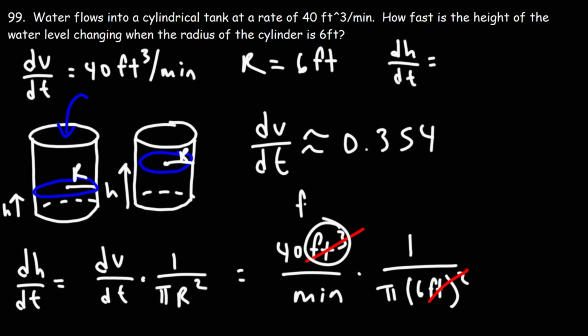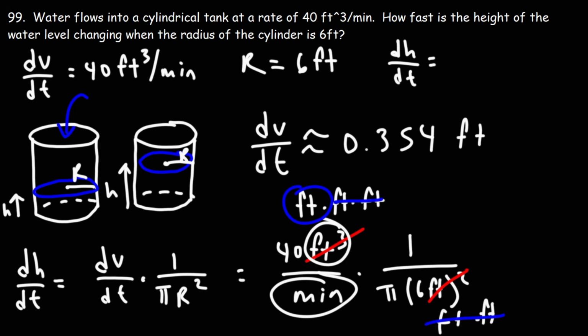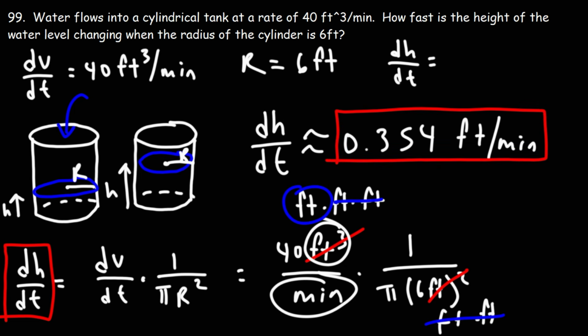So if you want to visually see it, this is feet times feet times feet. And here, this is just feet times feet. These 2 will cancel. We have 1 left over. And we have minutes on the bottom. So it's going to be feet per minute. And correction, this should be an H, not a V. So that's dH/dt. So that's how fast the height of the water level is changing. It's increasing by a little bit more than 1/3 of a foot every minute.